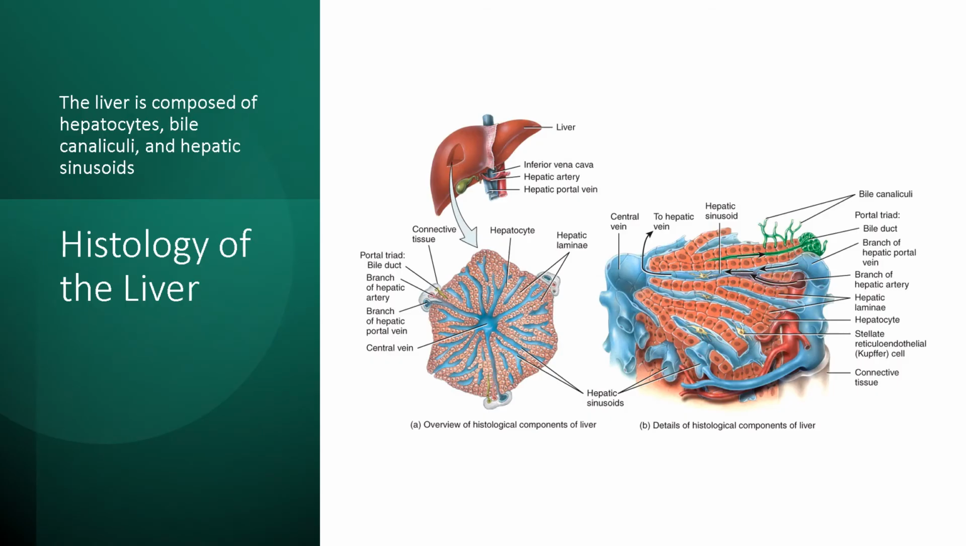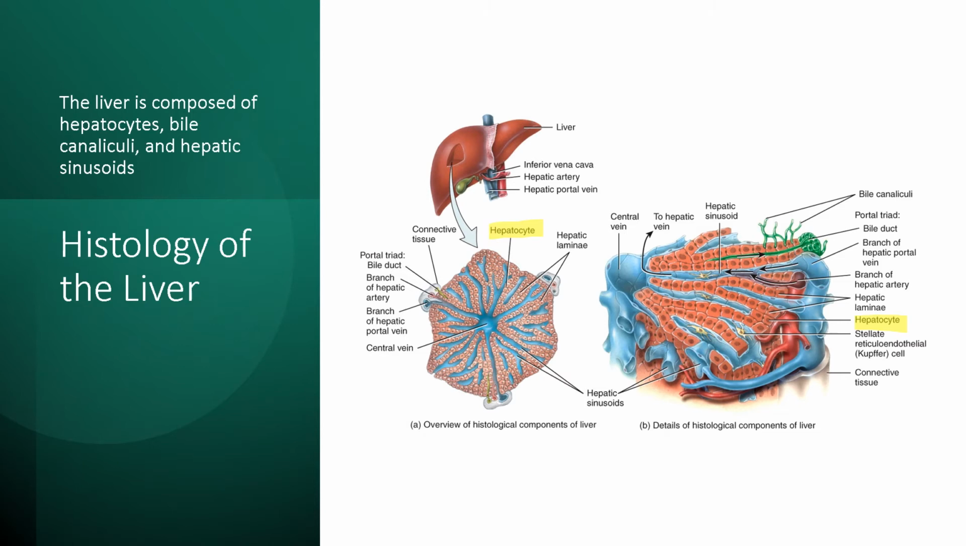Now, histologically, the liver is composed of several components. First, there are hepatocytes. Now, these are also these little orange cells in this right picture. These are going to be the major functional cells of the liver, and they perform a really wide variety of metabolic, secretory, and endocrine functions.